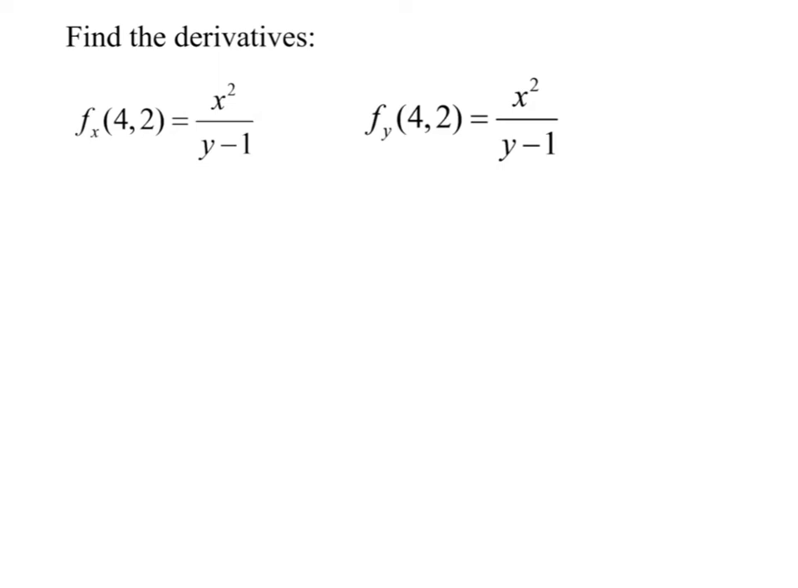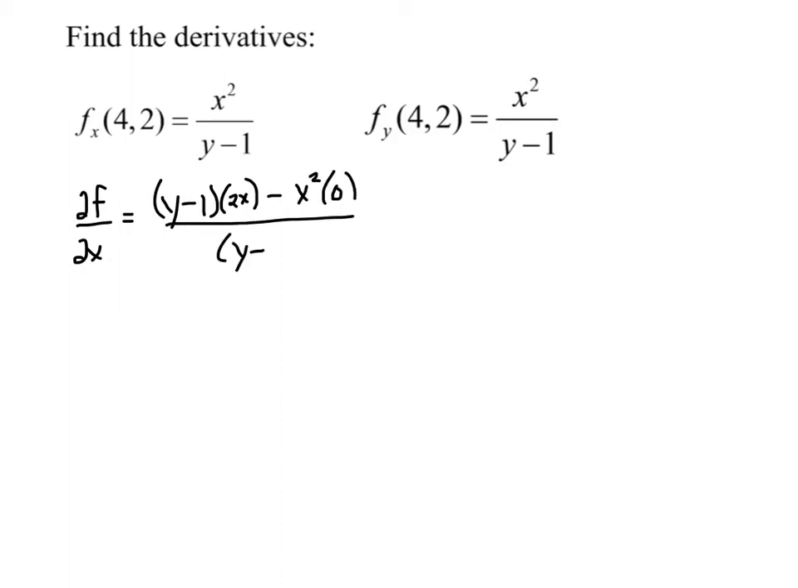In this video, I just want to do a quick review of derivatives, partial derivatives. So the derivative of f with respect to x, so we treat y as a constant. So low d high minus high d low. The derivative of the low is 0. Cross the line and square that low. So we've got 2xy minus 2x all over (y minus 1) squared. I'm sorry, I forgot the squared right there.